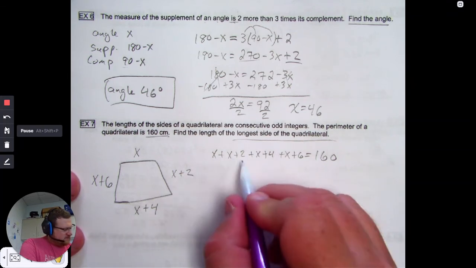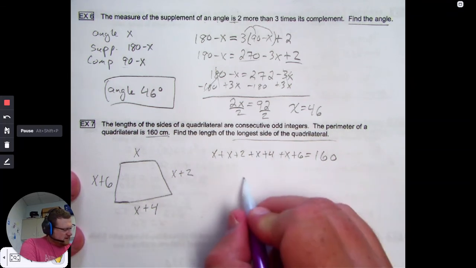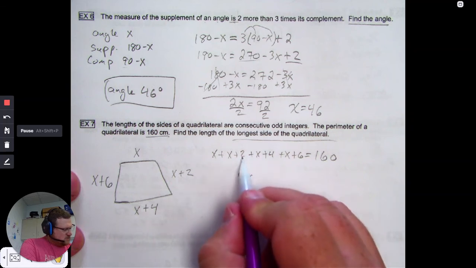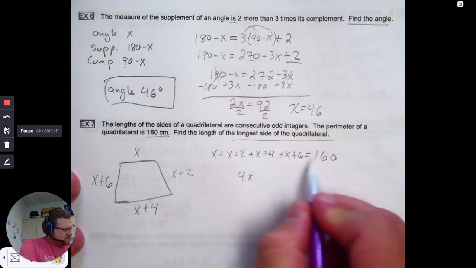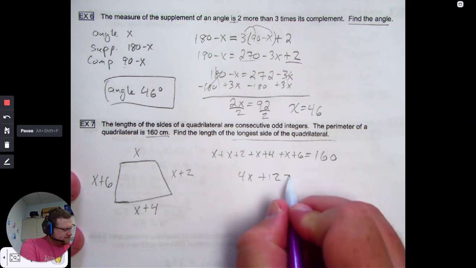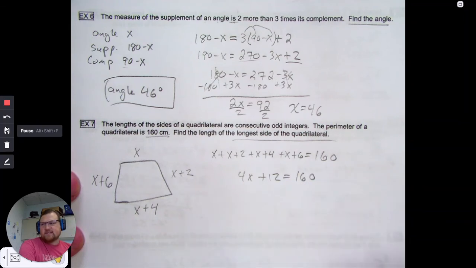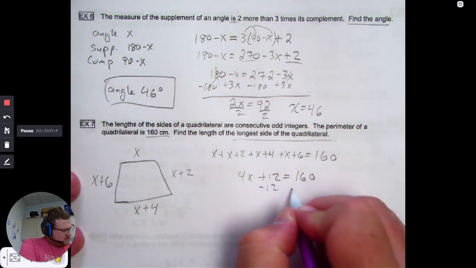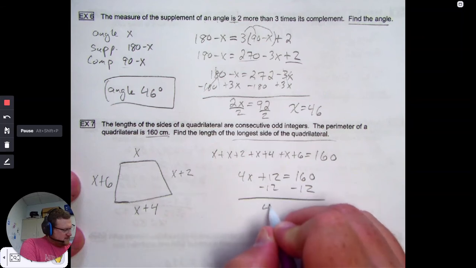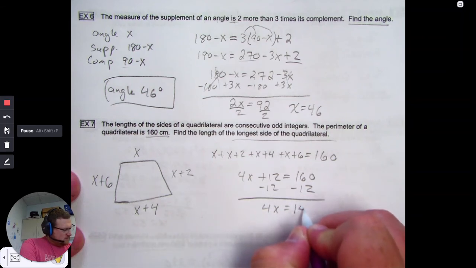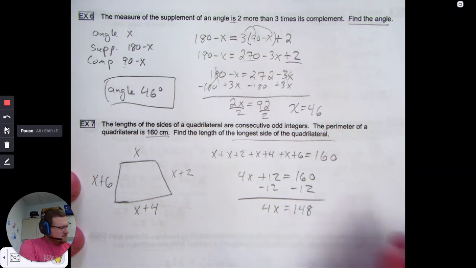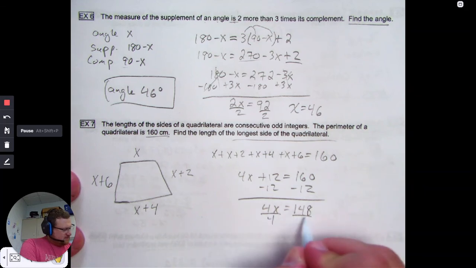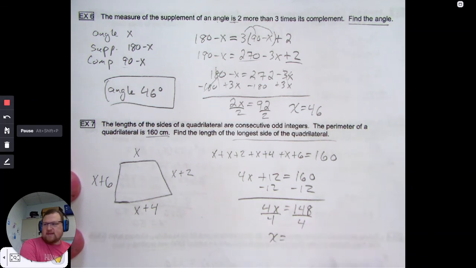So 1, 2, 3, 4 x's. And then 2 plus 4 is 6, plus 6 is 12, equals 160. We subtract 12 from both sides and you get 4x equals 148. Divide both sides by 4, and you get x equals 37.